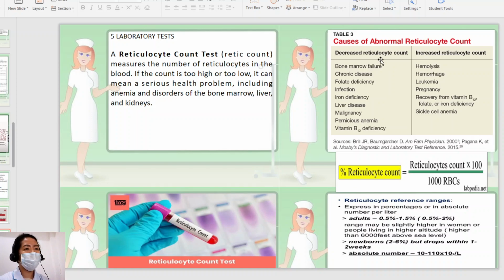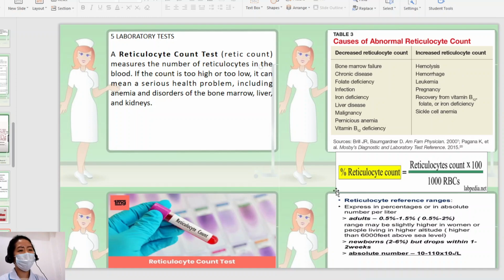When there is a decreased retic count, this may be due to bone marrow failure, chronic disease, folate deficiency, infection, iron deficiency, liver disease, malignancy, pernicious anemia, vitamin B12 deficiency. When there is increased reticulocyte count, this is due to hemolysis, hemorrhage, leukemia, pregnancy, recovery from vitamin B12, folate or iron deficiency, sickle cell anemia.